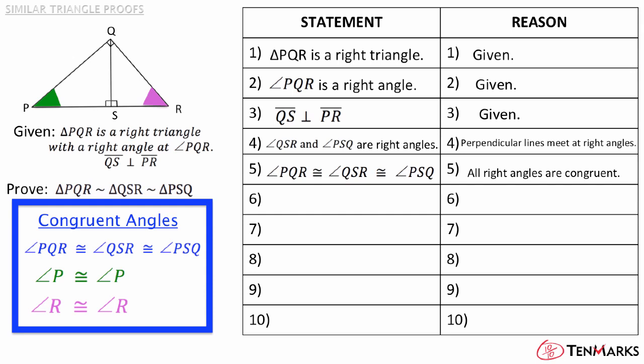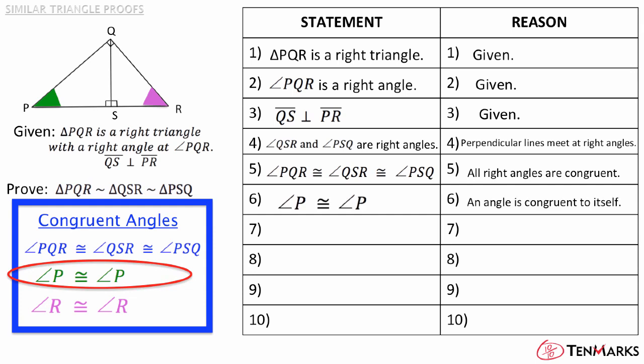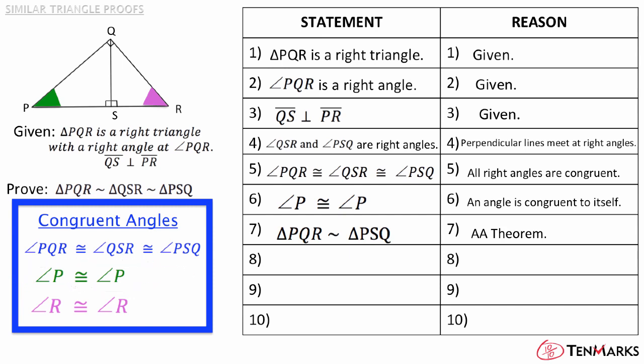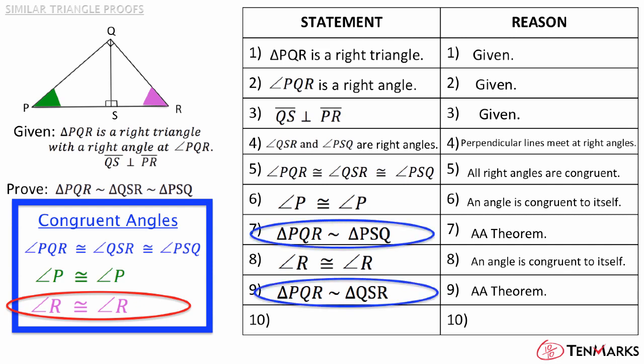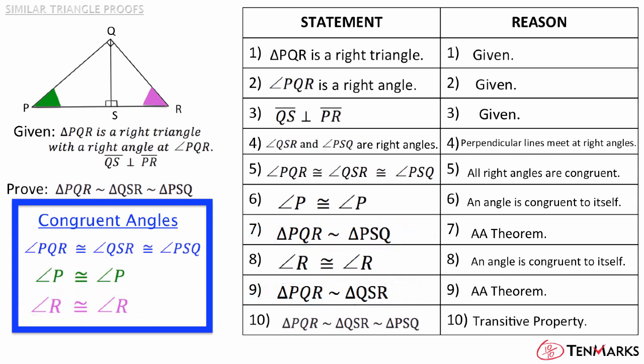Next, you can use that angle P is congruent to angle P because an angle is congruent to itself. With two corresponding angles congruent, you can write that triangle PQR is similar to triangle PSQ by the angle-angle theorem. And lastly, you can use the fact that angle R is congruent to angle R because an angle is congruent to itself, which leads to the fact that triangle PQR is similar to triangle QSR by the angle-angle theorem. You can then combine steps 7 and 9 to prove that triangles PQR, QSR, and PSQ are similar to each other by the transitive property. And the proof is complete. Nice work!